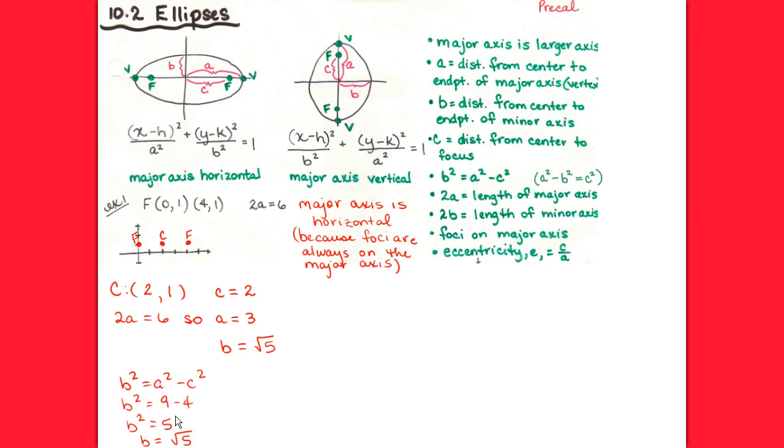So we said to create the equation we needed 3 things. We needed our center, a, and b. Got it. That's all that I need. So let's go ahead and create our equation. If my major axis is horizontal, then I'm going to pull this equation right here, and all I need to do is fill in my center (h, k), my a value, and my b value. All right? So if we have our center (2, 1), then let's put 2 in for h and 1 in for k.